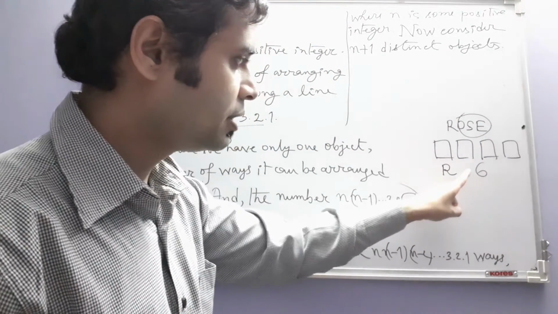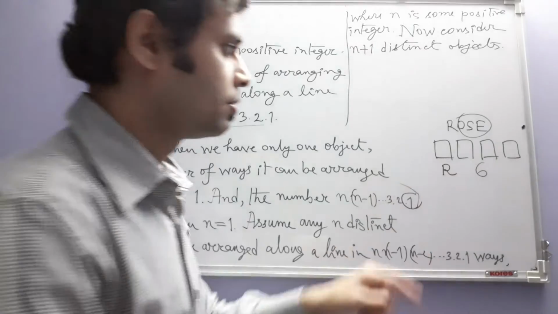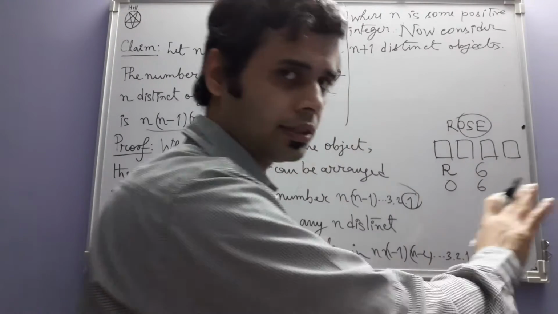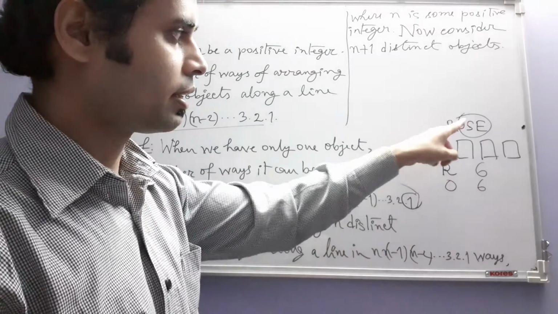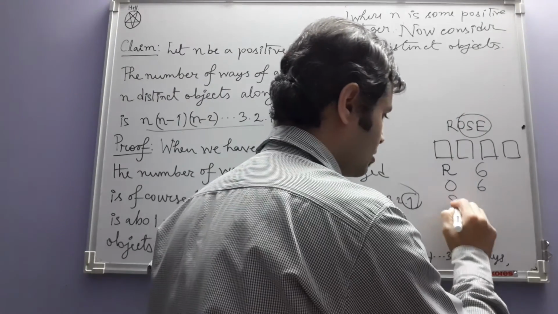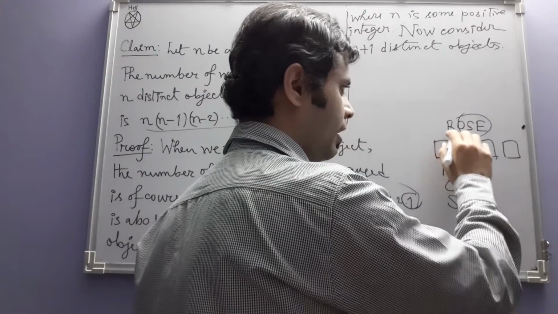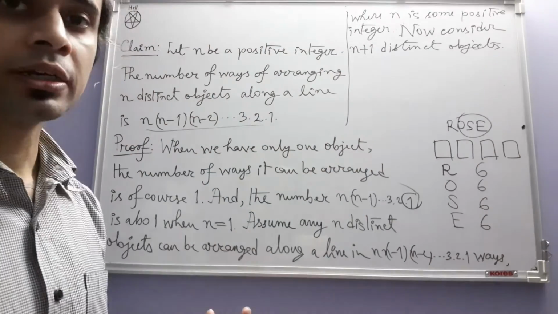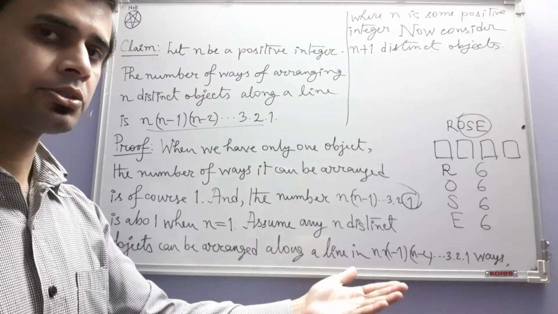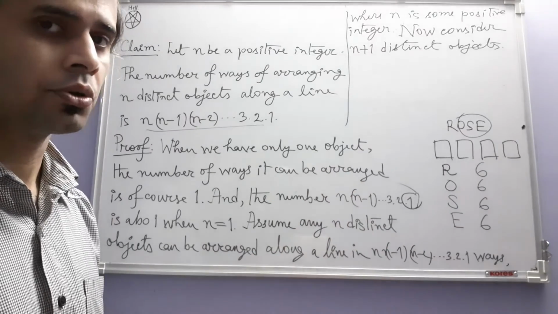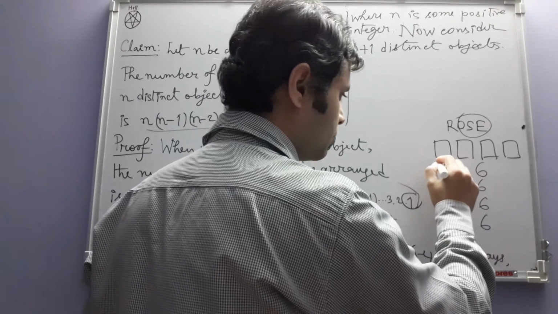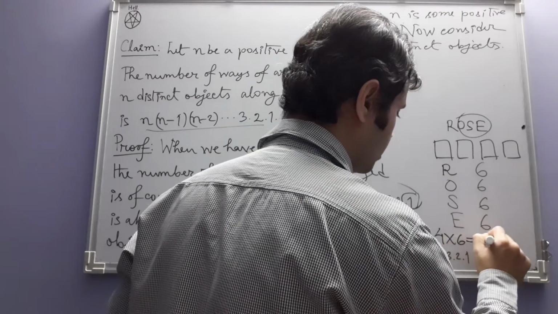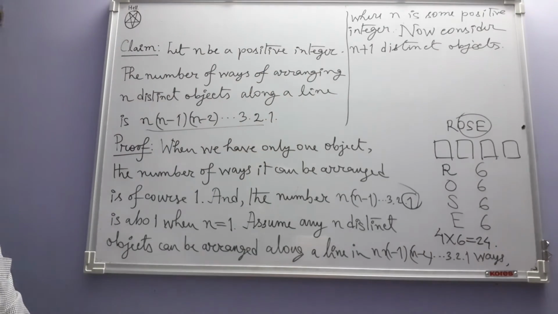Now this is happening only for R. For O also we had 6 ways of arranging the remaining letters R, S and E. For S also we had 6 ways, and for E also we had 6 ways. That's what gave us 6 plus 6 plus 6 plus 6 equal to 24, or 4 times 6 is equal to 24. Okay?